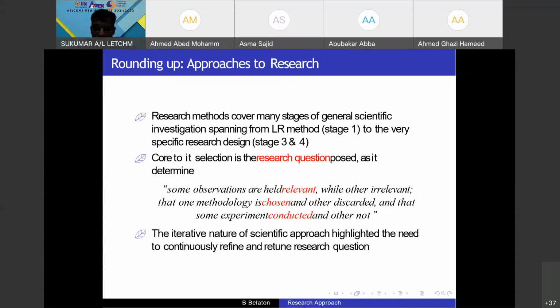The iterative nature of the scientific approach highlights the need to continuously refine and retune research questions. That's why I say, even your title, don't worry. Until the end of the day, before you print, now we don't print your thesis, right? You send it by soft copy. Until you send the final version, your topic is always, not to say vulnerable, but always tuned and changed until they find it really tells the story. They want to make sure your storyline, what you mentioned in your thesis, especially PhD, is reflected in your title.